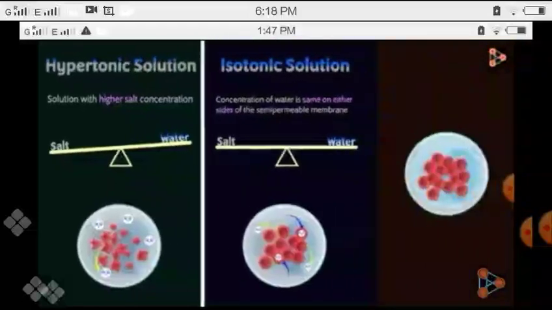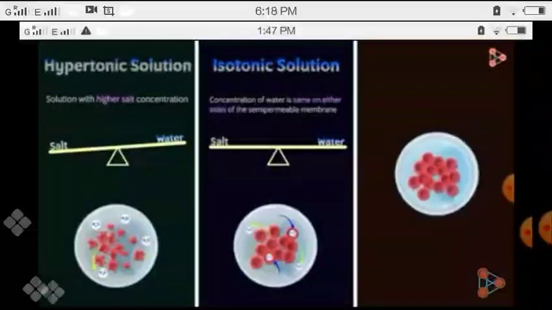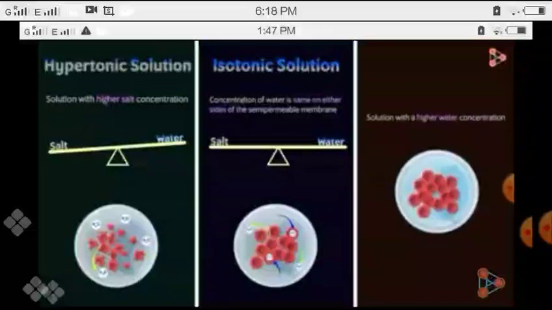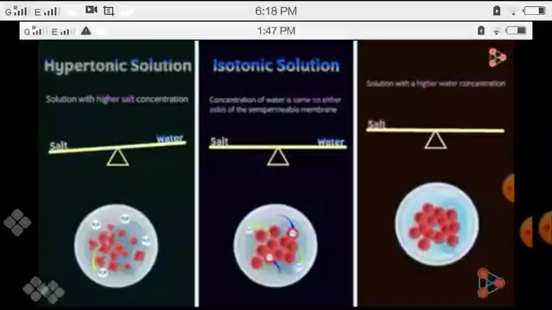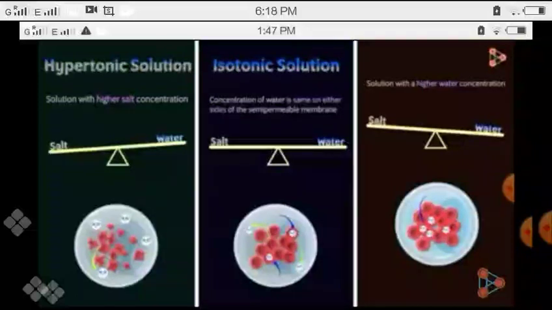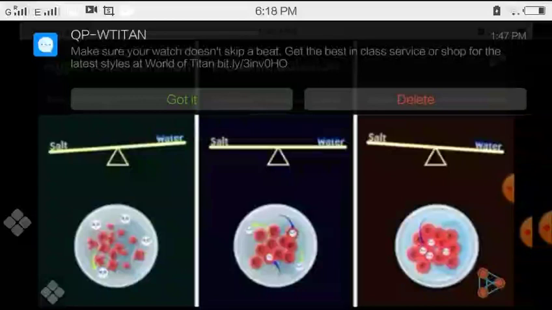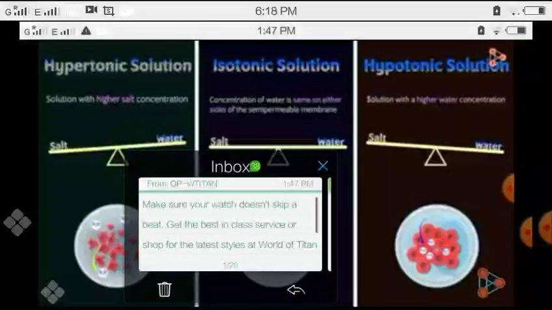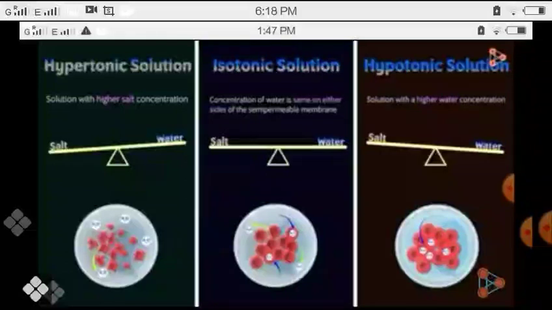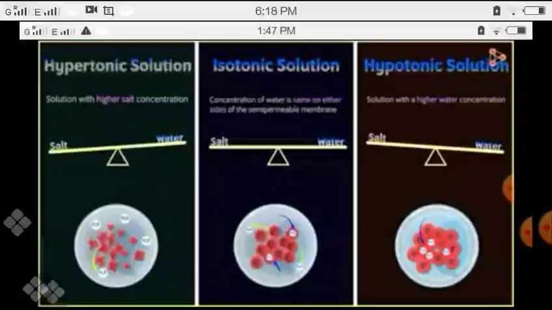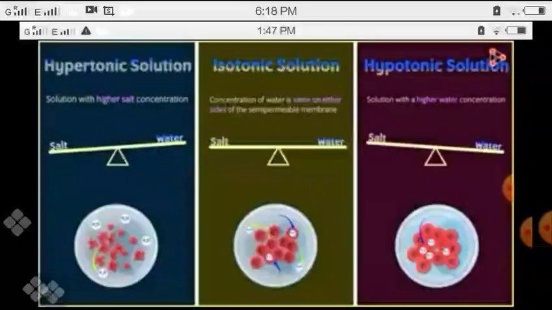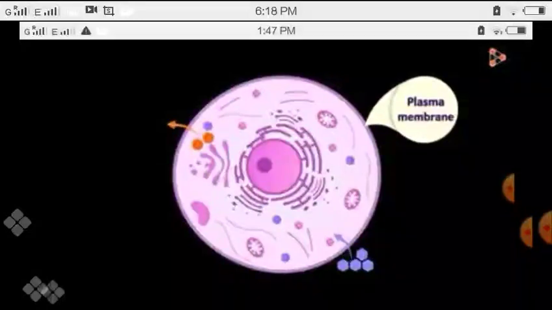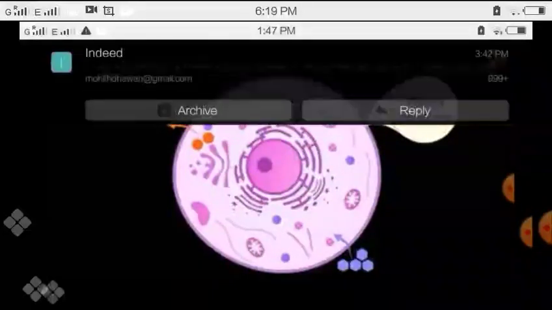Now let's focus on this third set. The cells in this case are surrounded by a dilute solution, that is, by higher water concentration. The salt dissolved is less and the water content is higher. Therefore, water molecules move inside the cells and hence the cells get swollen. Such a solution is called a hypotonic solution. In other words, a solution with a higher water concentration compared to the other. This is how various solutions and their different concentrations help cells to sustain pressure and to survive. Movement of molecules across the plasma membrane is also influenced by the simple process of osmosis.